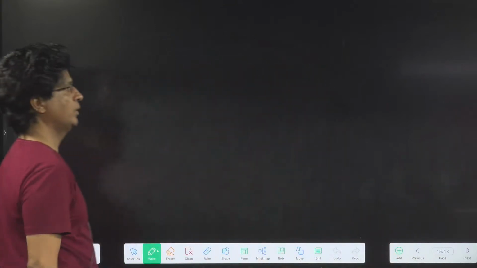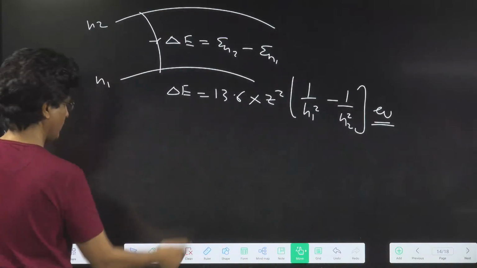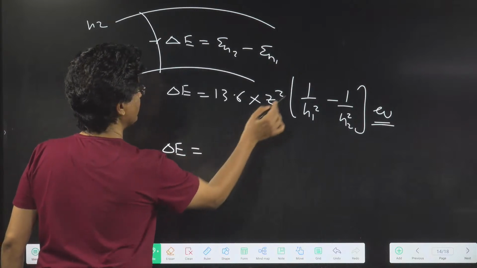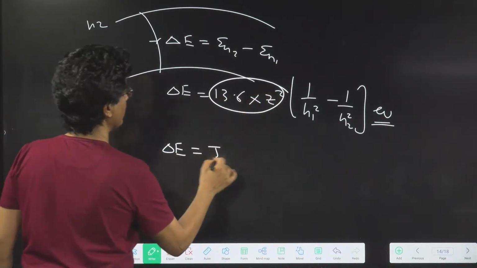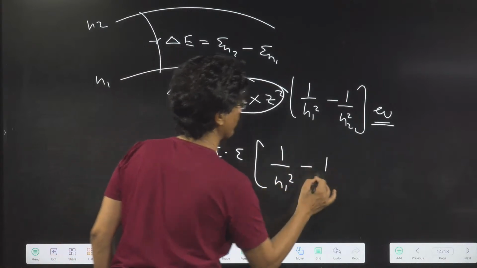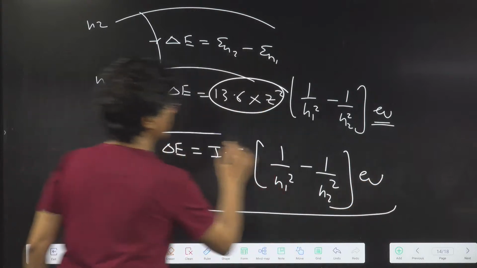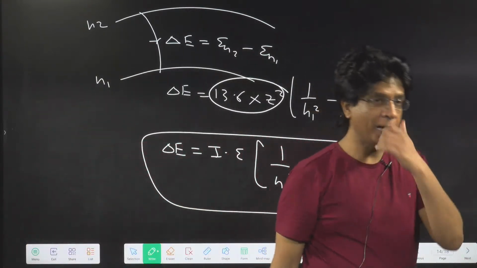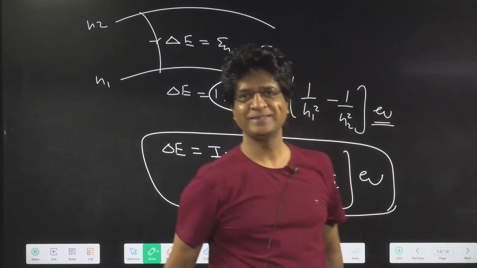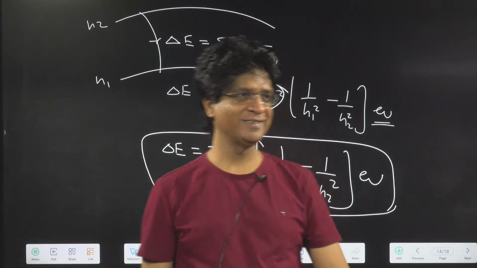Over here, can I write down that delta E will be, this is what? IE. IE into 1 upon N1 square minus 1 upon N2 square electron volt. They can give you anything, but they will be asking you to help yourself with common sense. Okay? So shall we move and do some questions now? Shall we?